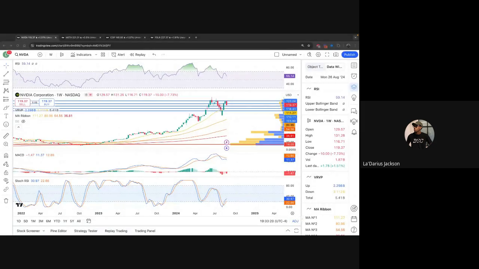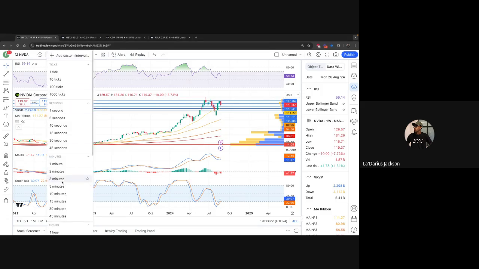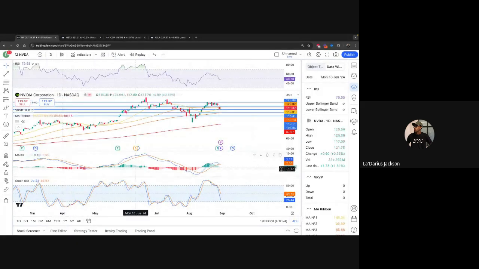All right, where am I? Right screen. There we go. All right, cool. All right, so let's take a look at the day for NVIDIA.